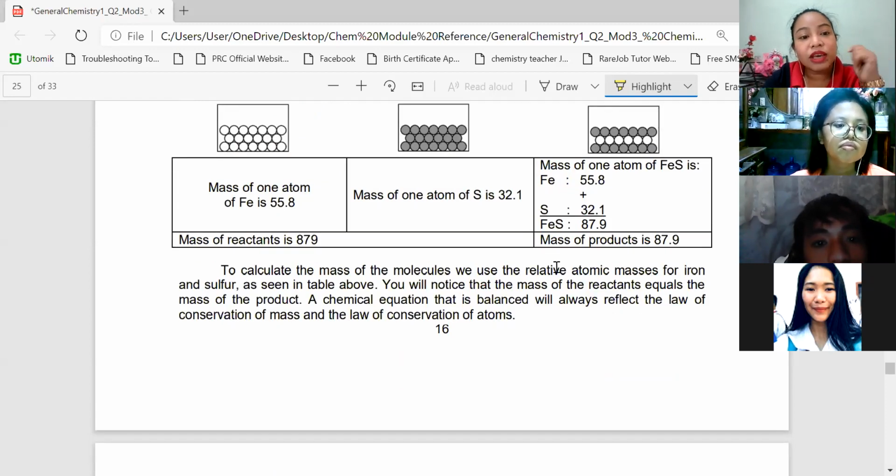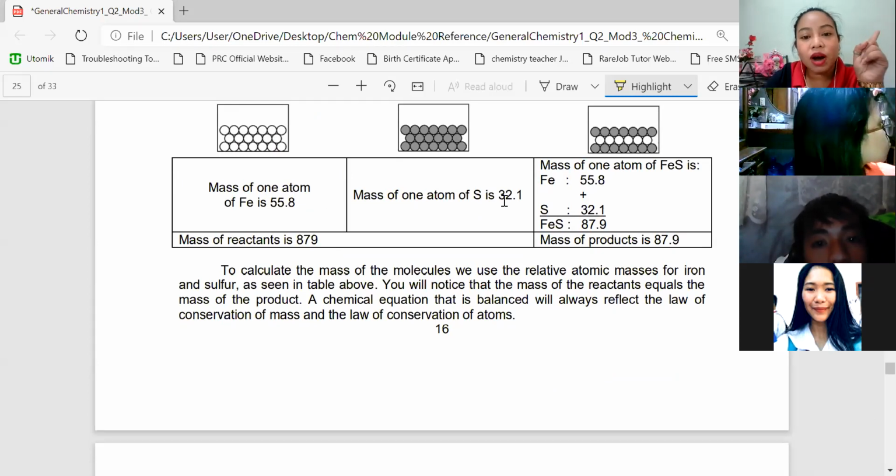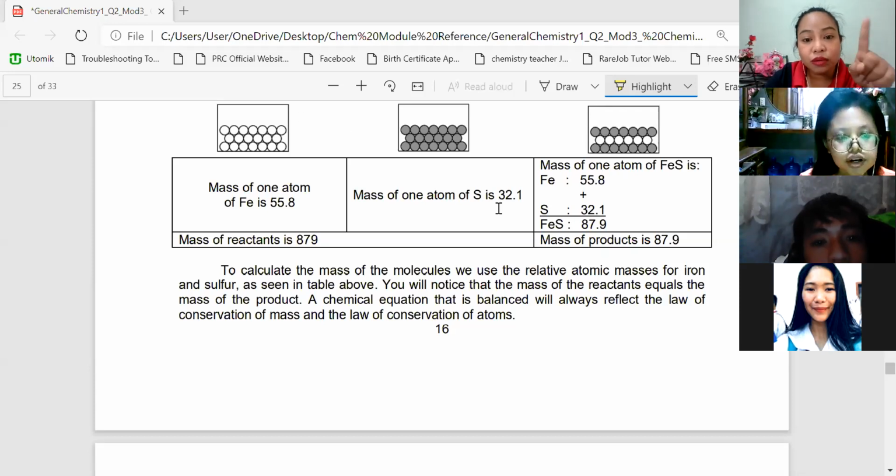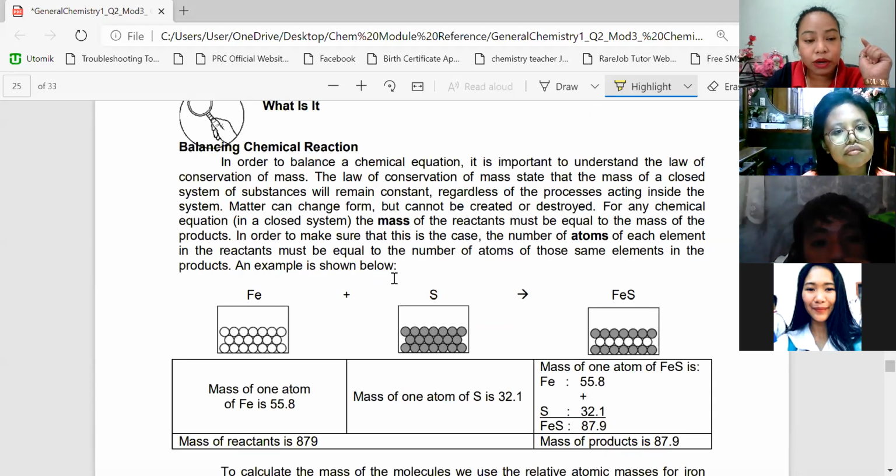So, the mass of each atom of iron is 55.8, while the mass of each atom of sulfur is 32.1. Now, if we look into the chemical reaction, there's only one. Di ba wala siya coefficient? So meaning, there's only one atom of iron that reacts with one atom of sulfur. That forms one unit, a combination of iron and sulfur.